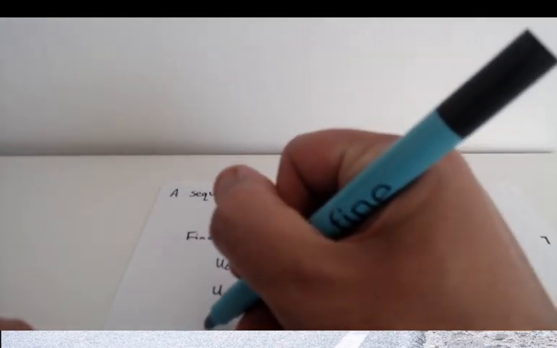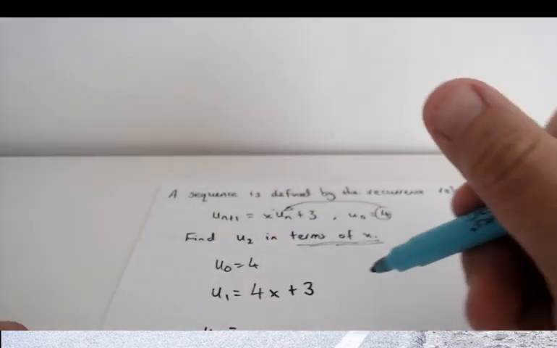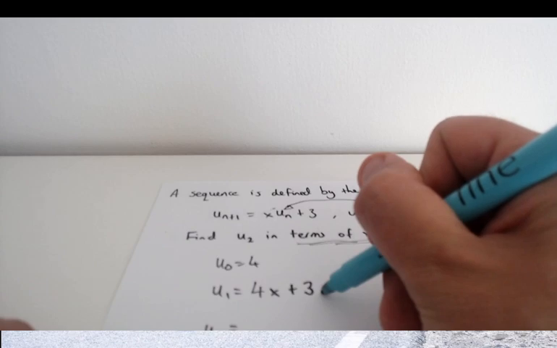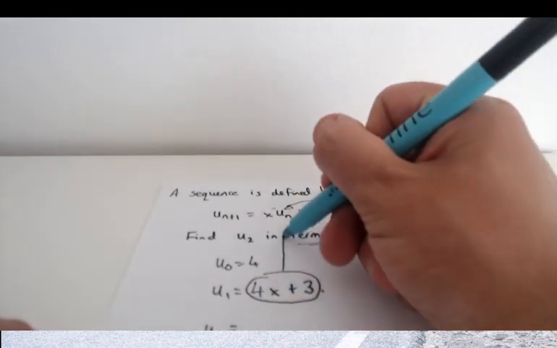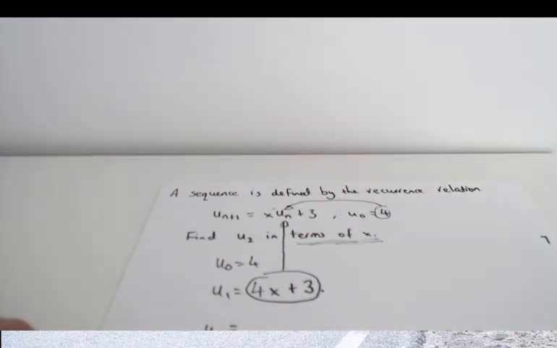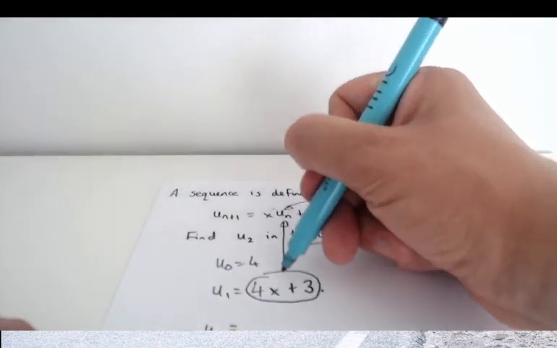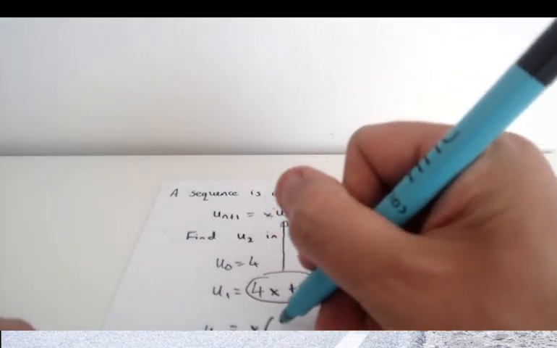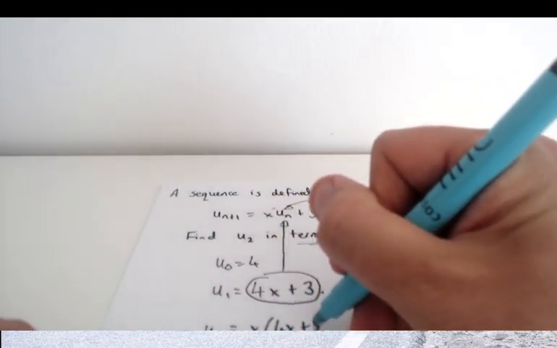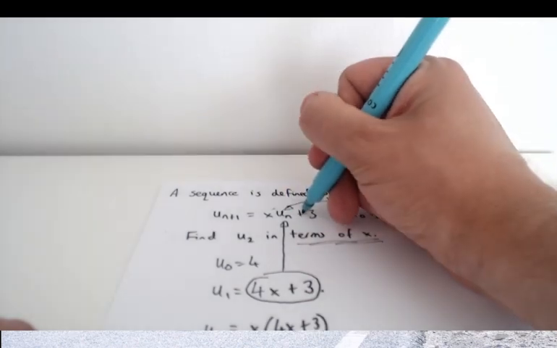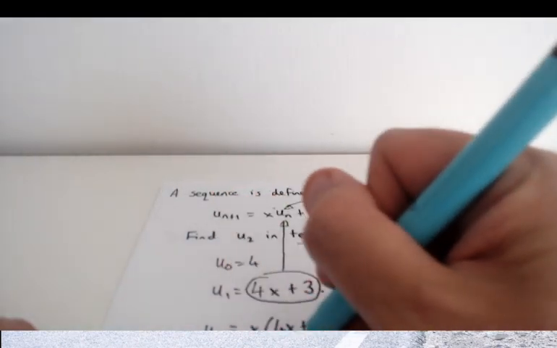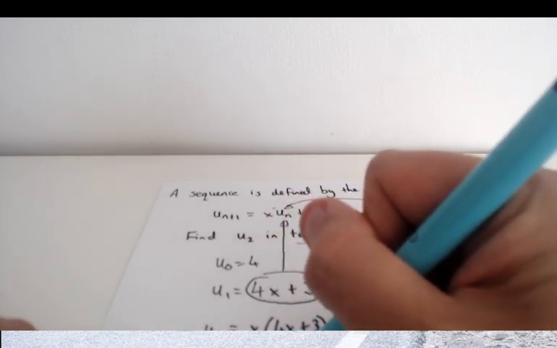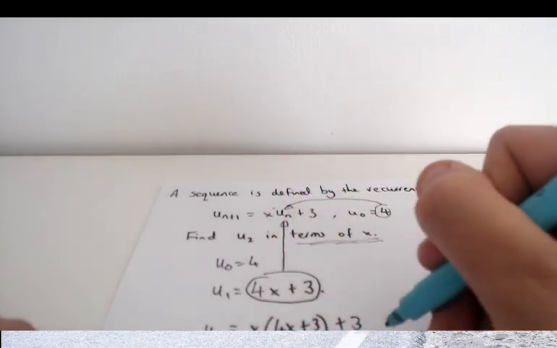To get u2, I need to use my previous answer. I need to substitute that instead of the un. If I do that, I'm going to get x, then this. So I'm going to get x multiplied by, so get a bracket in, 4x add 3, and I've still got the add 3 at the end. Multiply out the bracket, job done.